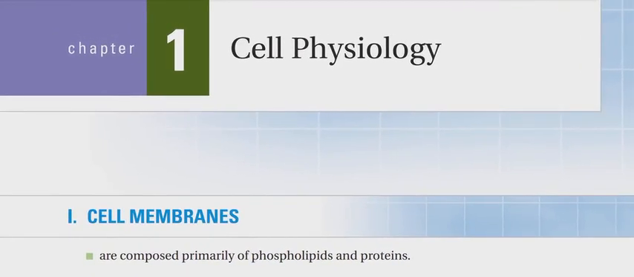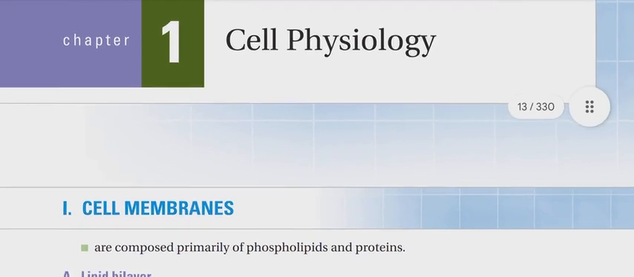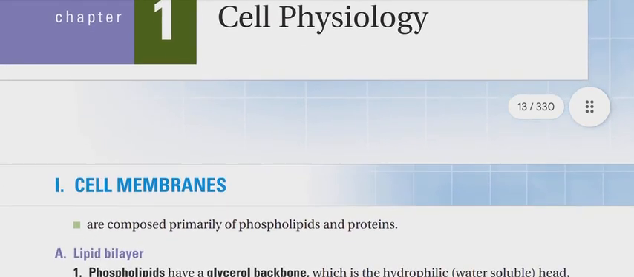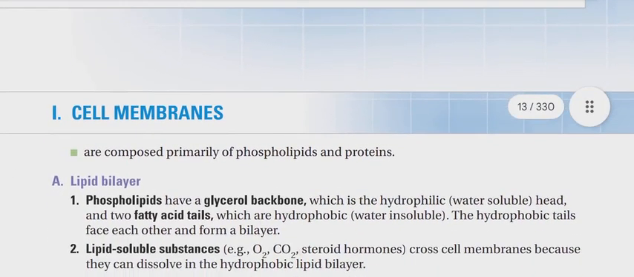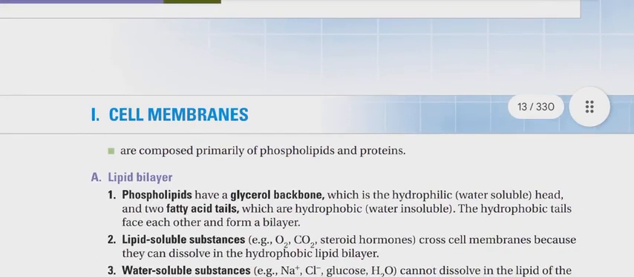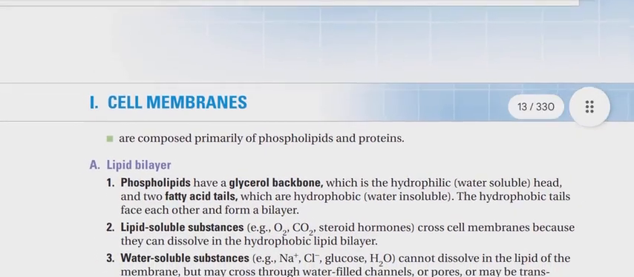Chapter number 1, Cell Physiology. In cell physiology, we will first of all read about all the organelles, in which number 1 is the cell membrane. Cell membrane is composed of primarily phospholipids and proteins.